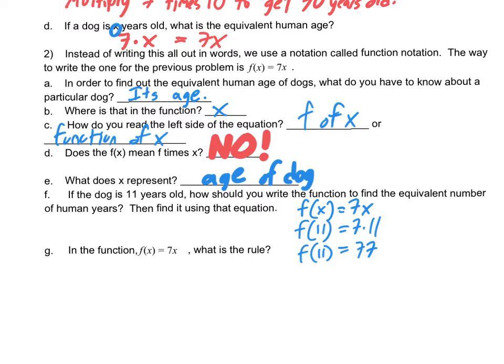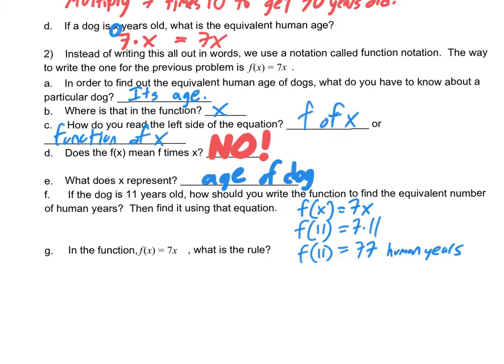So we have an input. We put in the 11 into the x, and we put it into that x as well. And then we get an output, which is what happens when we multiply it by 7. 7 times 11 gives us an output of 77. And what that gave us was 77 human years is what it was equivalent to.